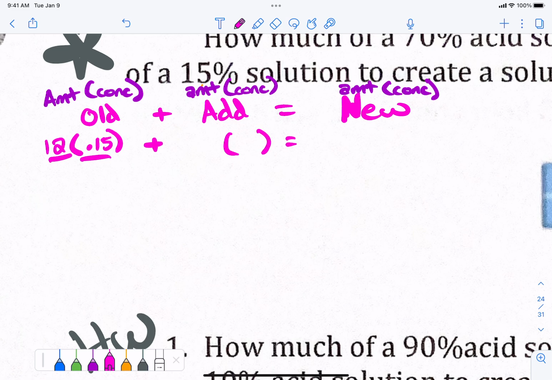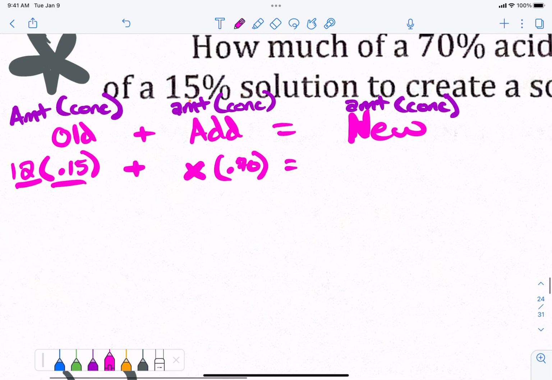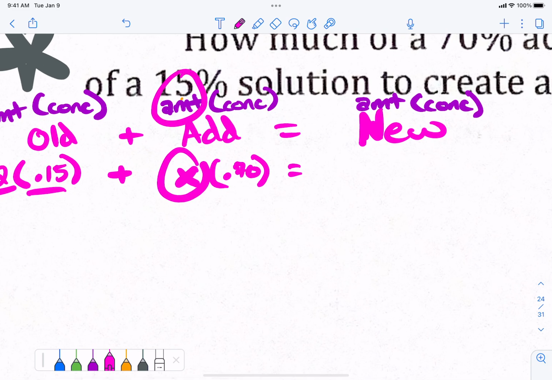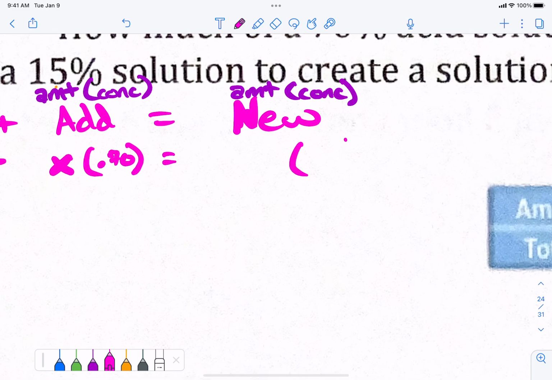So what do we know about what we're adding? What are we adding to the 15% concentration? We're adding 70%, so that's my concentration. How much are we adding? We don't know, so what do we call it? X. So X amount at 70% concentration, right? This is the amount, this is the concentration. Got it? Okay, now the new concentration I want to be how much?